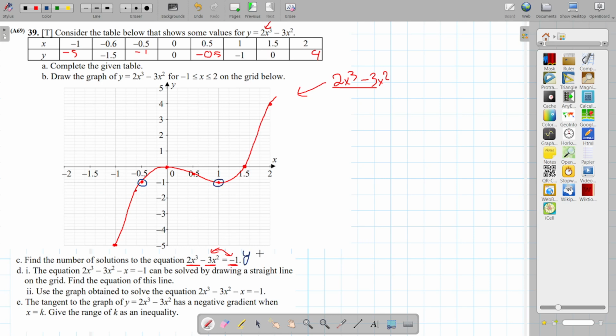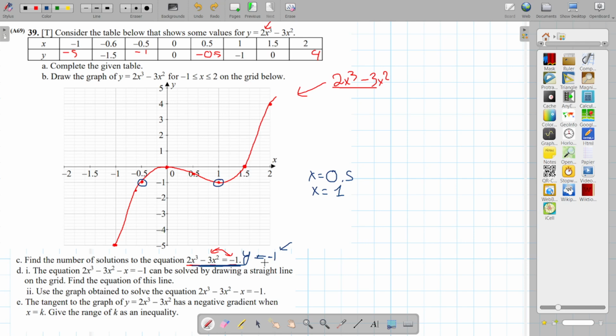I mean, y is -1. Okay, when is y equal to -1? Whenever they say this, when is y equal to -1? Okay, it's equal to -1 at x equals 0.5 and x equals 1, because over here it's x equals 1.